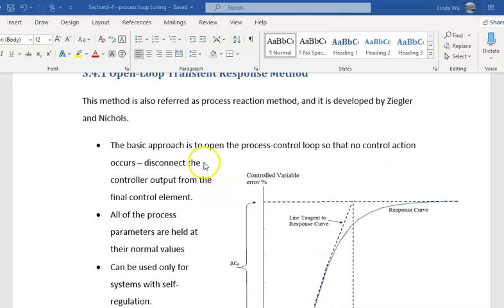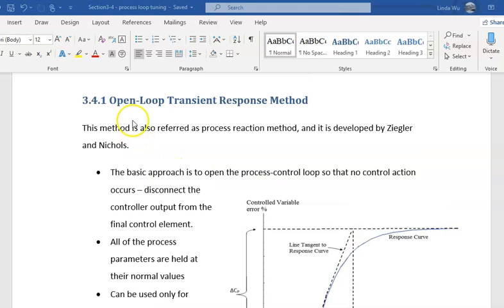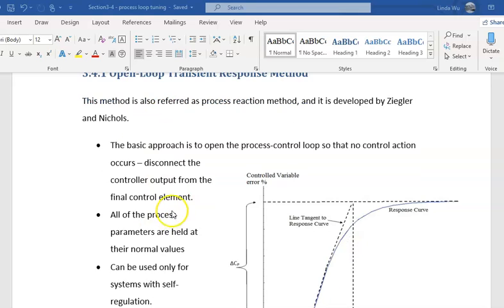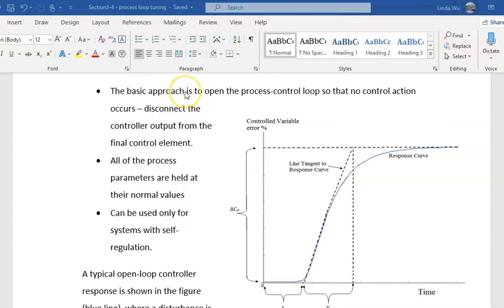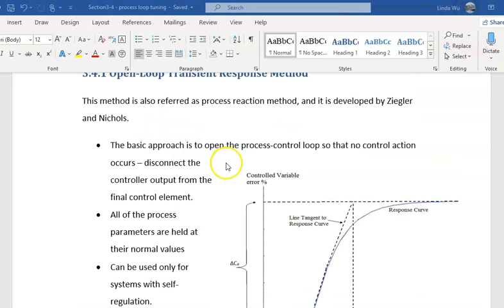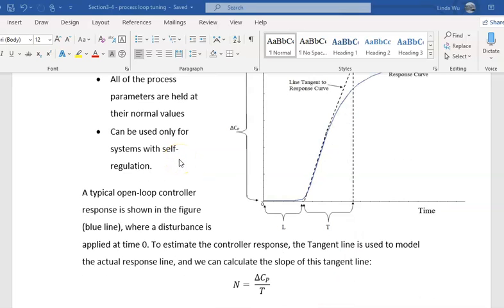The basic approach is to open the process control loop so that no control action occurs. Disconnect the controller output from the final control element. This requirement is called open loop, but sometimes, as we will discuss later, this is not applied to every control system. In some cases, we don't have the option to open a process control loop.